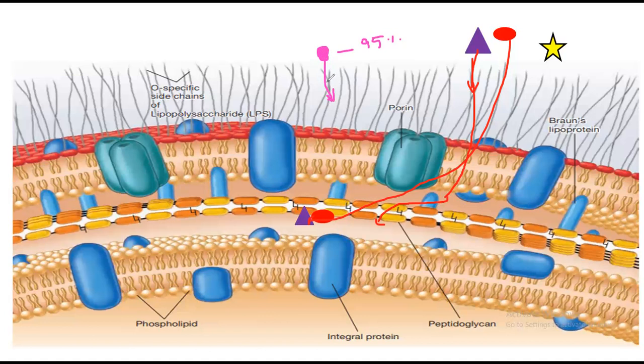It can easily enter the outer membrane of the gram negative bacteria, and it can easily diffuse across the peptidoglycan layer, because here the peptidoglycan layer is very thin.